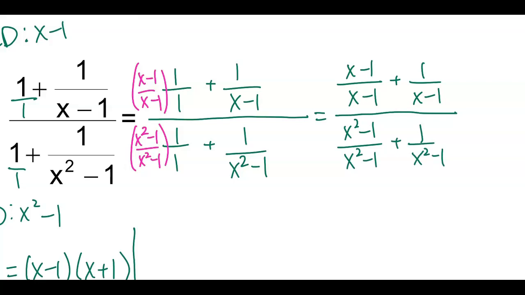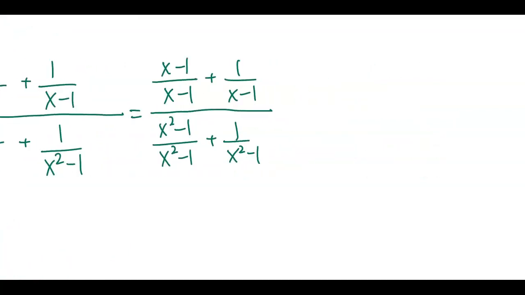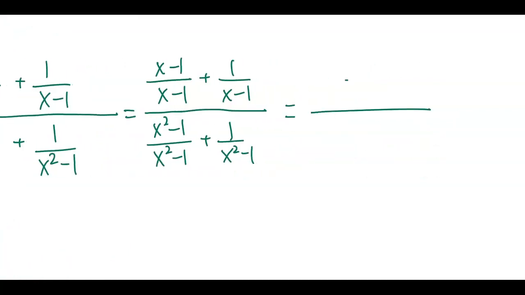Chris, double check my denominators. In your numerator, are the denominators the same? In your denominator, are the denominators the same? Perfect. So let's write it as one big fraction. So I'll have in my numerator x minus 1, and then we'll have x minus 1 plus 1. In the denominator, x squared minus 1 plus 1 over x squared minus 1.